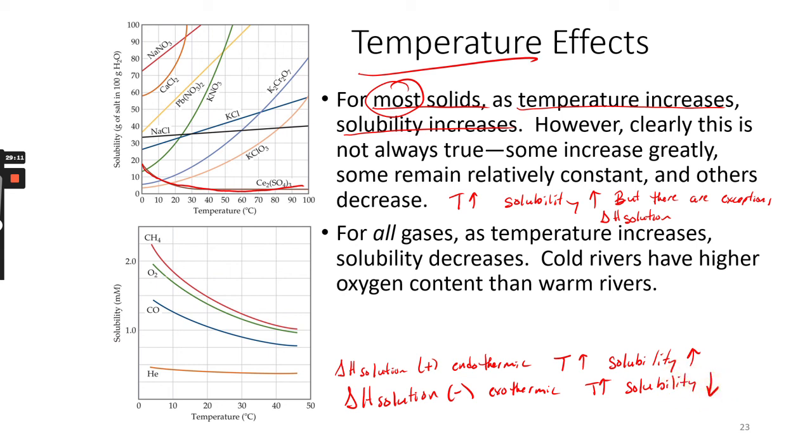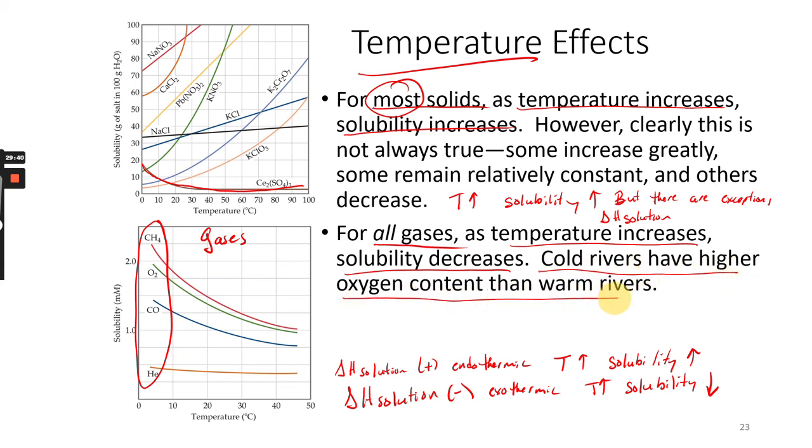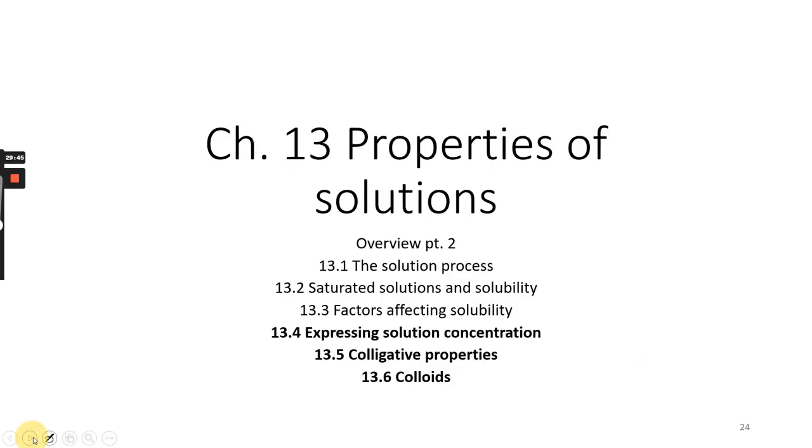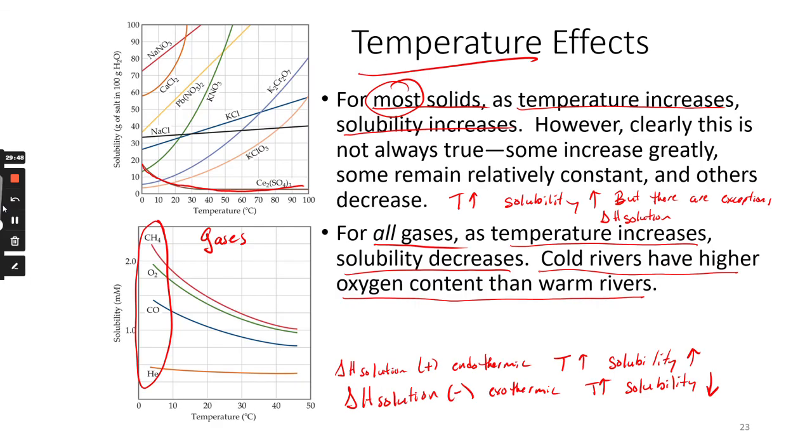Let's look at this bottom graph. Look at our solubility to temperature. What is happening? It's decreasing. But what do you notice all of these substances are? Gases. Okay? So for all gases, as the temperature increases, the solubility decreases. If you ever drank warm soda, you feel that tickling on your tongue. That's all of the dissolved carbon dioxide coming out of the soda. Okay? Also, cold bodies of water will have a higher oxygen content than warm bodies of water. And that is the end of overview part 1.